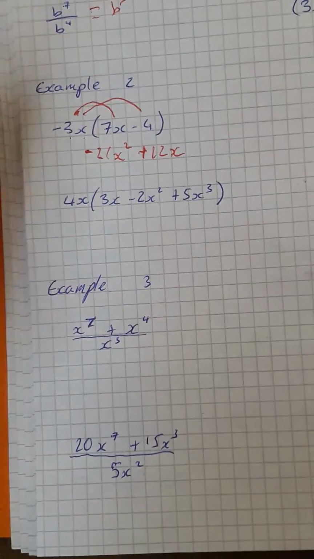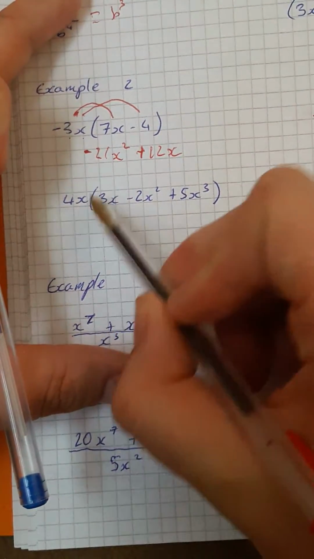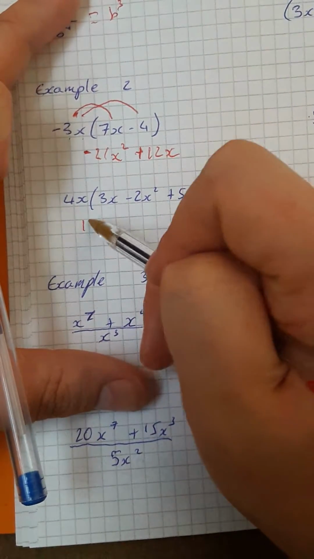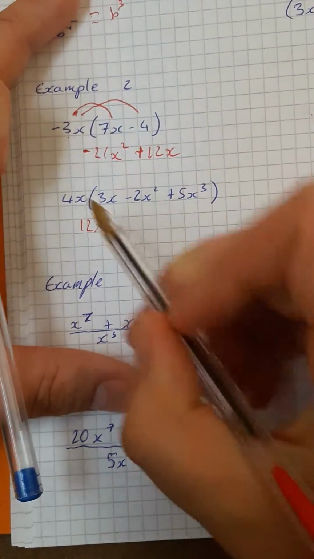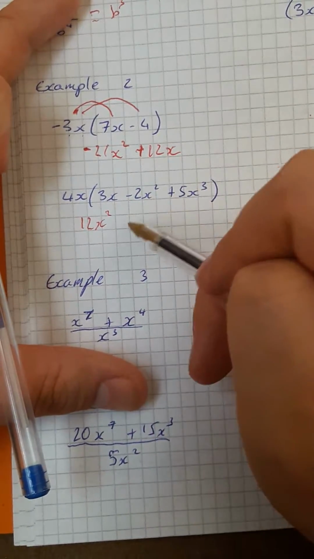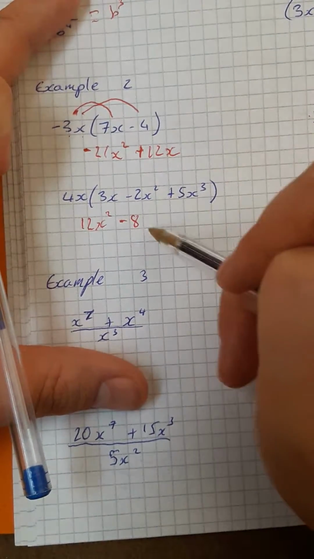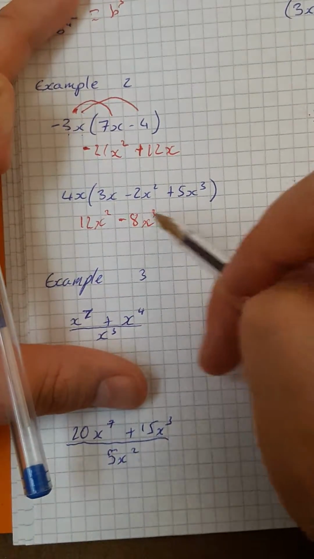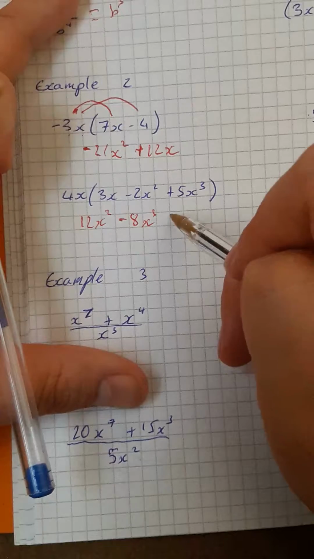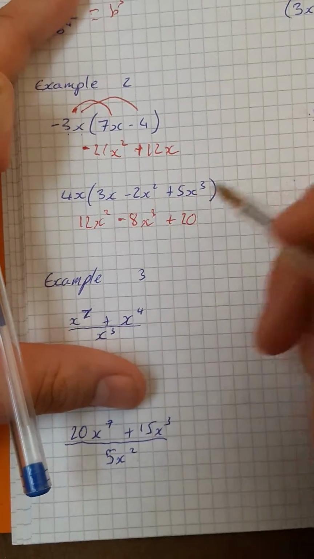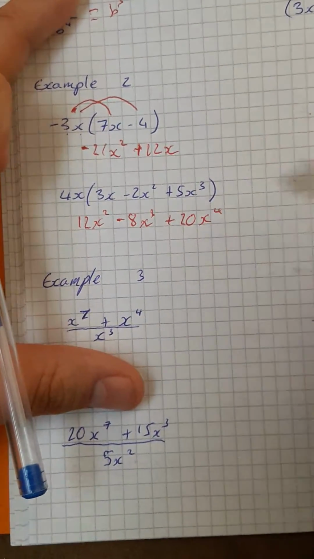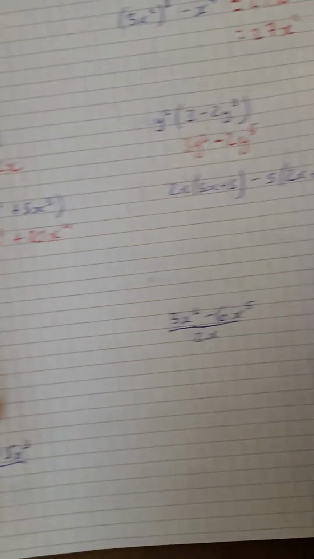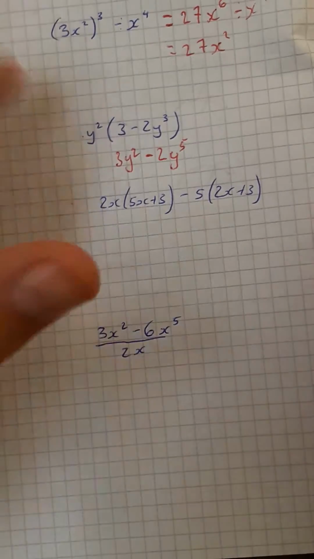Looks like it's getting ridiculous, but it's all right. So literally I've got to times everything by that 4x. So 4x times 3x is going to be 12x squared. 4x times minus 2x, well that's going to be a minus 8. And then x times x squared is x cubed. 4x times 5x cubed, well 4 times 5 is 20. X times x cubed is just x to the 4. And if you struggle with that, just remember there's a little x to the 1 there, isn't it? Yeah. Okay.